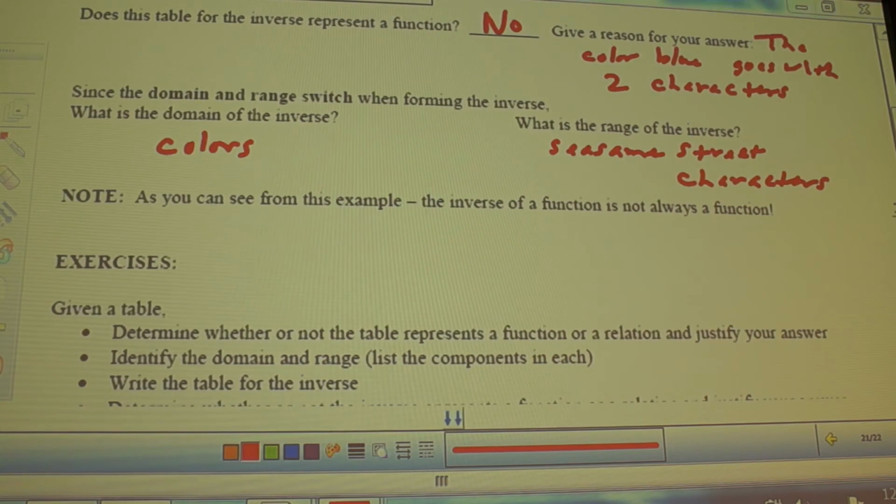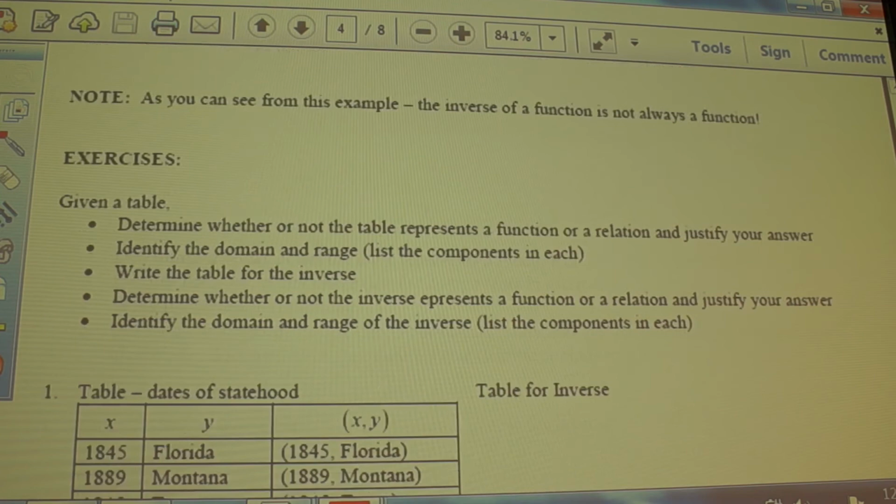As you can see, the inverse of a function is not always a function. Right, because an x can have 2 y's. No, an x can't have 2 y's. 2 x's can have 1 y. Yeah, thank you. 2 x's can have 1 y. Very well put. Perfect. Thanks so much.